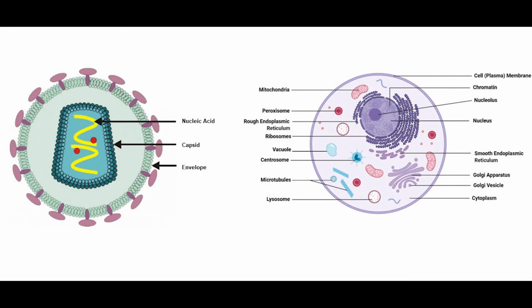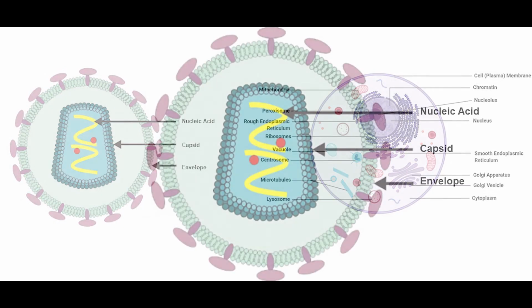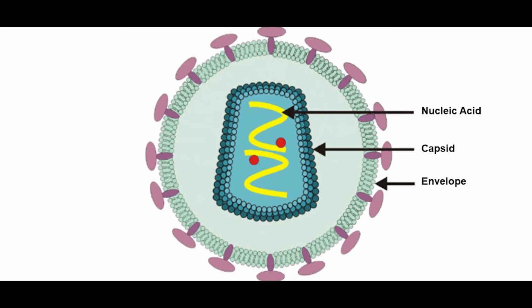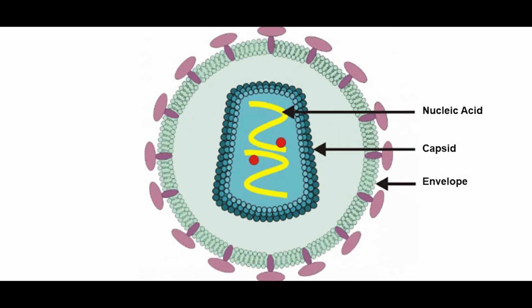Structurally, viruses have very little in common with any other cell. At the core, viruses have their genetic material either in the form of RNA or DNA. This is encapsulated in a protein coat called the capsid. Some viruses have an envelope of fat and protein molecules surrounding the capsid.